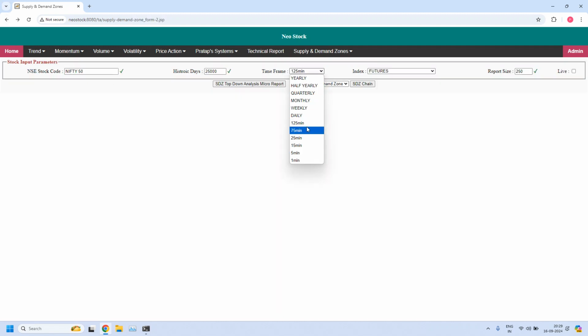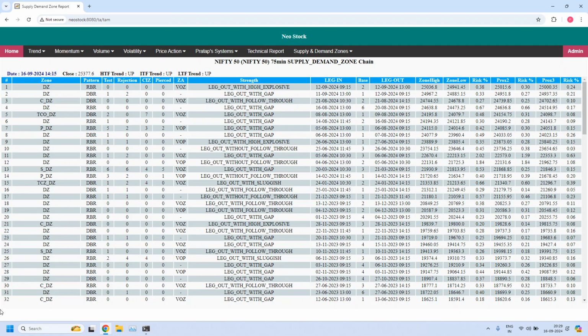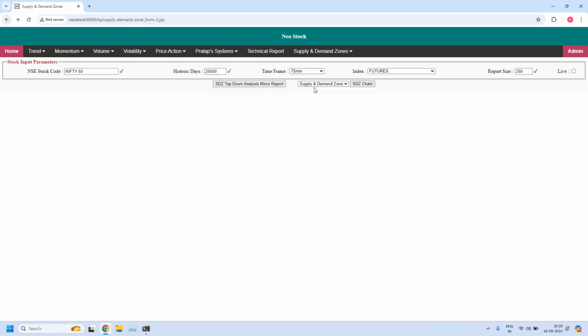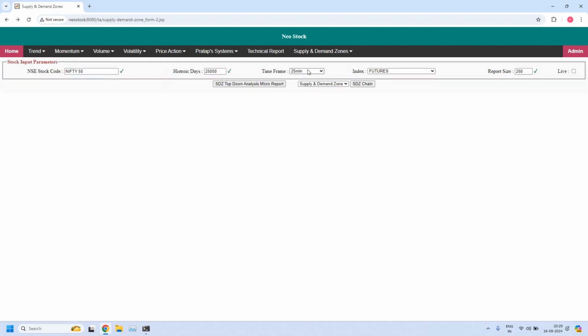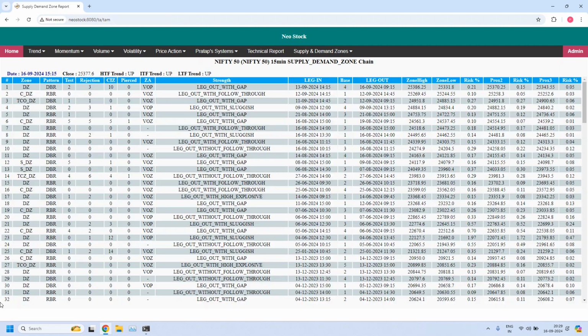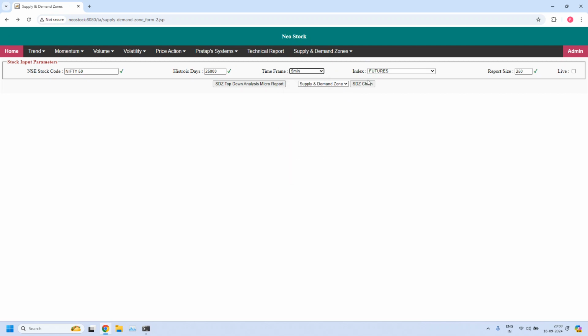Next time frame is 75 minutes. I am generating 75 minute supply demand zone chain for NIFTY. Next time frame is 25 minutes. I am generating 25 minute supply demand zone chain for NIFTY. Next time frame is 15 minutes. I am generating 15 minute supply demand zone chain for NIFTY. Next time frame is 5 minutes. I am generating 5 minute supply demand zone chain for NIFTY.